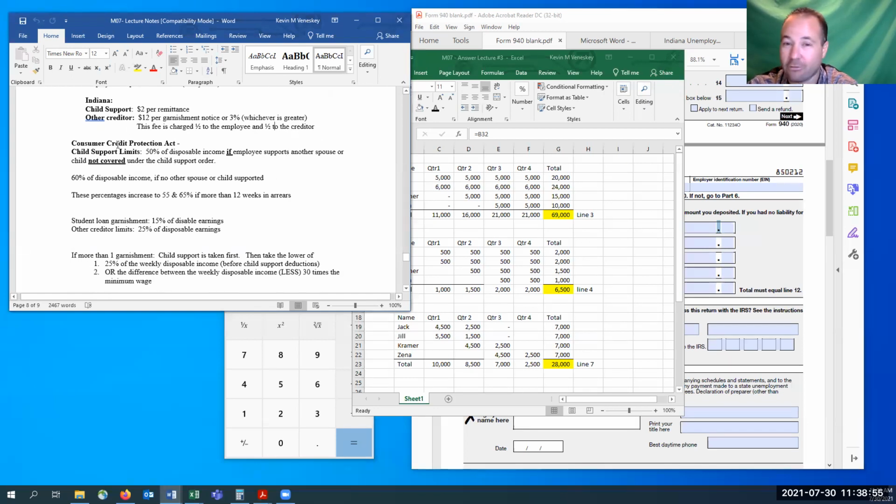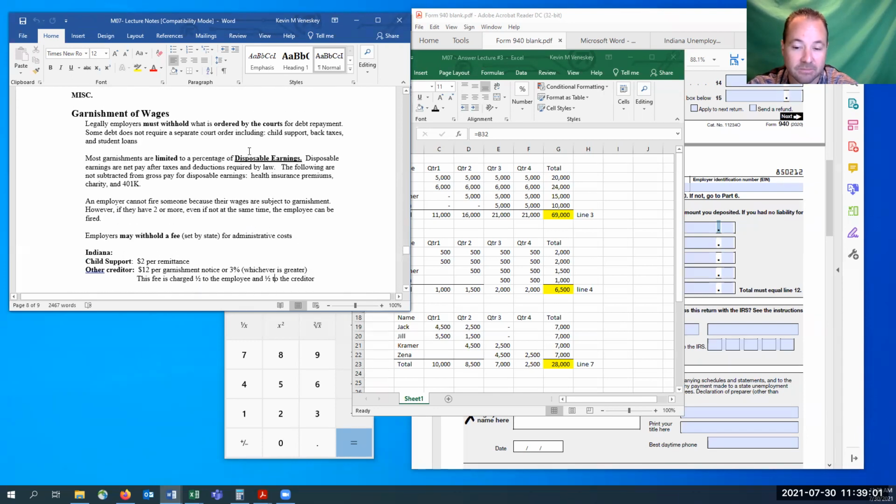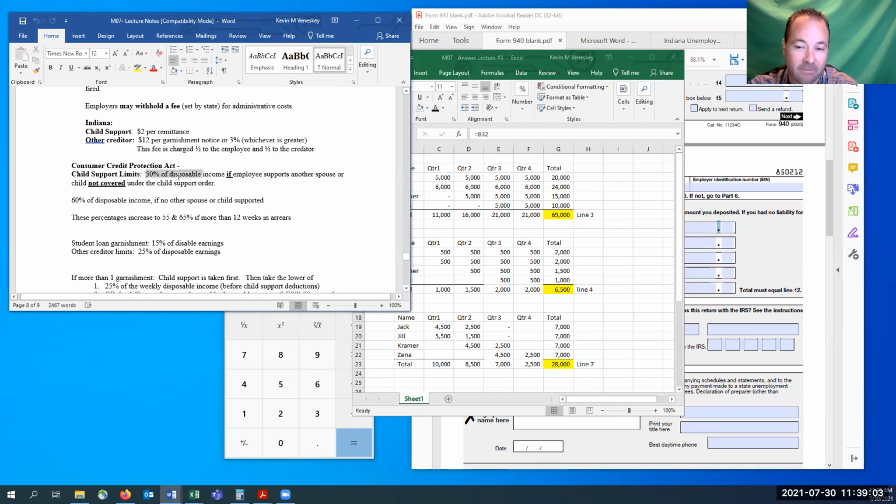With child support, they can take out quite a bit of income from your disposable earnings. They can take up to 50% of your disposable earnings. So if you earned $1,000 this pay, they can take $500 right away before you even see your check. And that's if the employee supports a spouse or other kids that are not covered under the child support. That's the max they can take. If the individual does not have another spouse or any other kids, they can take 60%.